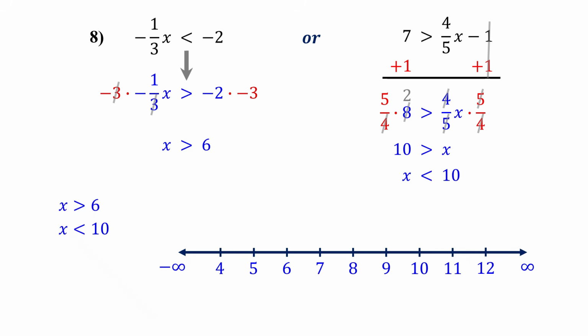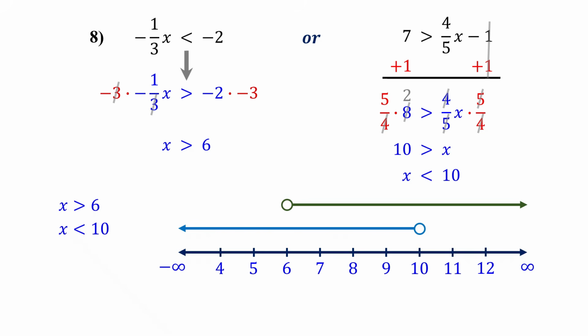Great. Now graph both solutions on a number line. For x is greater than 6, mark an open circle at 6 to show it's not included, then shade to the right to show all numbers greater than 6. For x is less than 10, mark an open circle at 10 to show it's not included, then shade to the left to show all numbers smaller than 10. Now comes the exciting part, combining the two graphs.